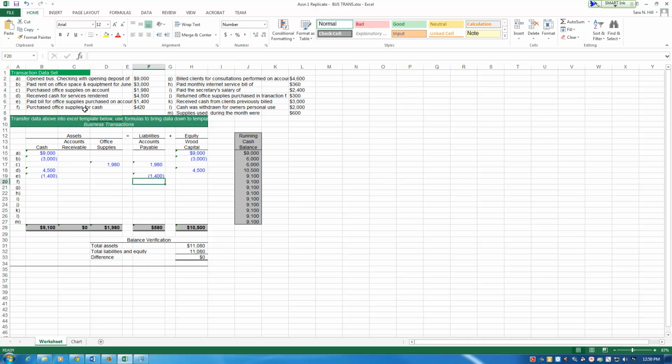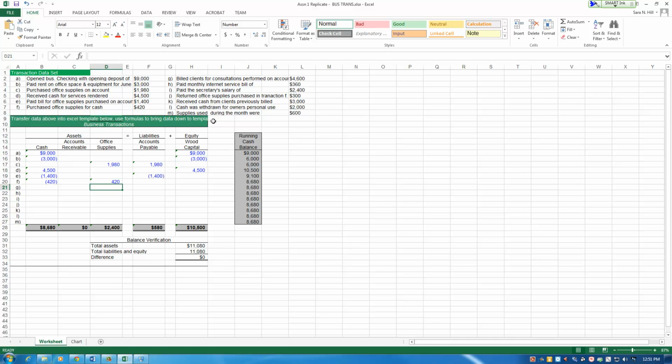Purchased office supplies for cash. Okay, so here we've got cash going out the door, but our office supplies are increasing. So here's the first one where both of our entries are on the asset side of the equation. And we're still at a 0 check figure.